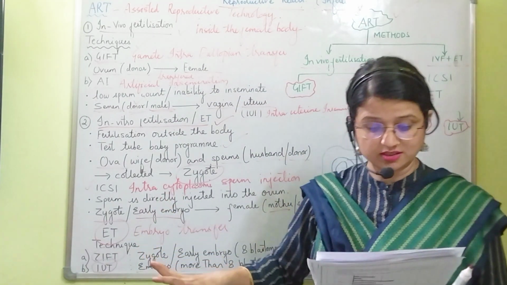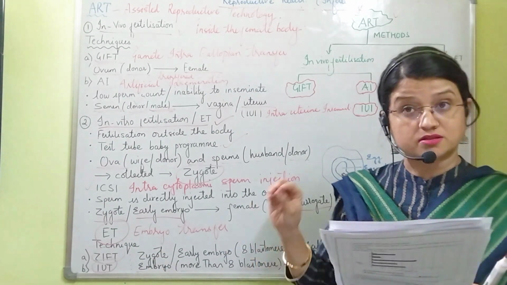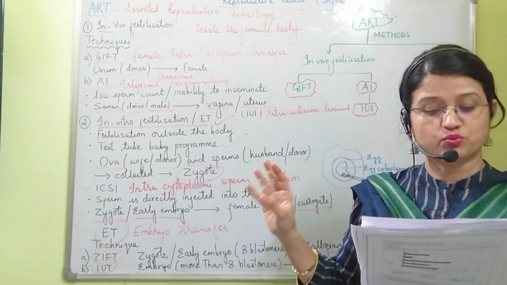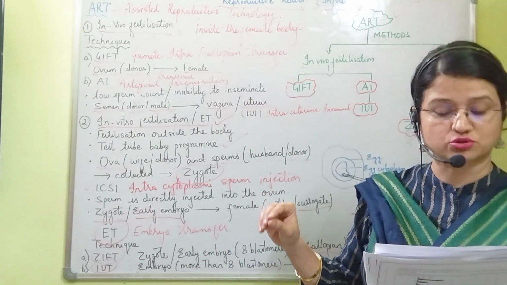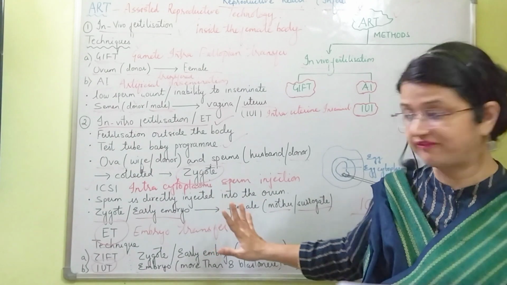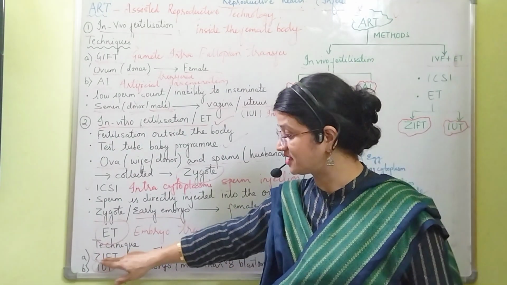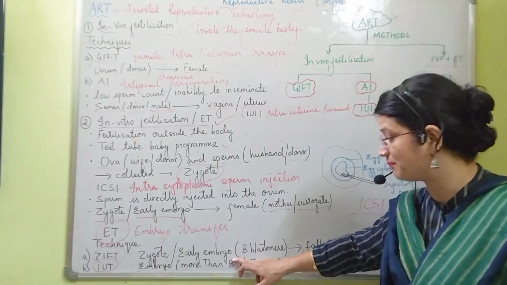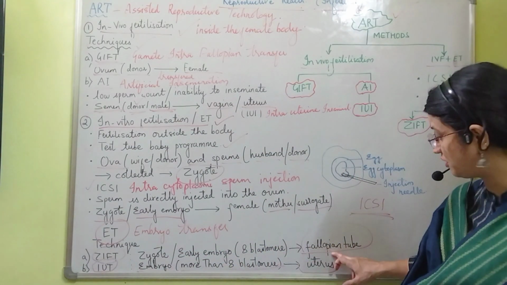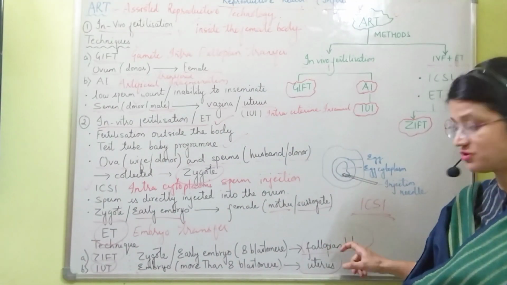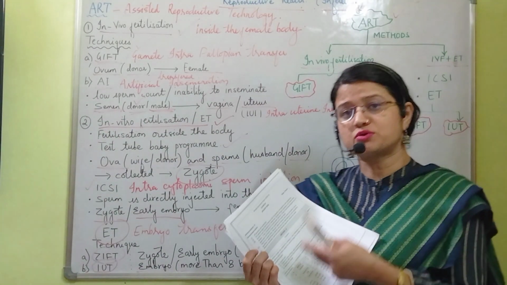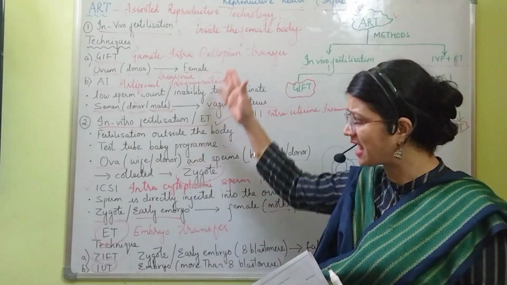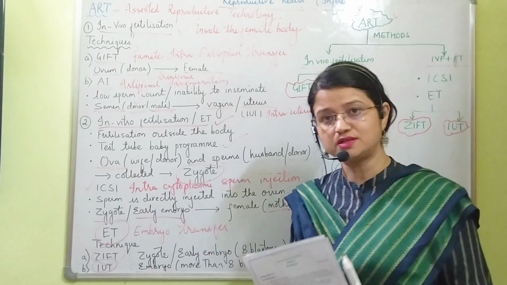Now here the options are: zygote only, zygote or early embryo up to 8 blastomeres, embryos with more than 8 blastomeres, and blastocyst stage. So here we have discussed that in ZIFT technology, we transfer either zygote or early embryo having up to 8 blastomeres to the fallopian tube. So the doctor has advised to go for this technique. If this question is given, next time or in your main board exam, this question can come, any question can come. So just go through this topic.